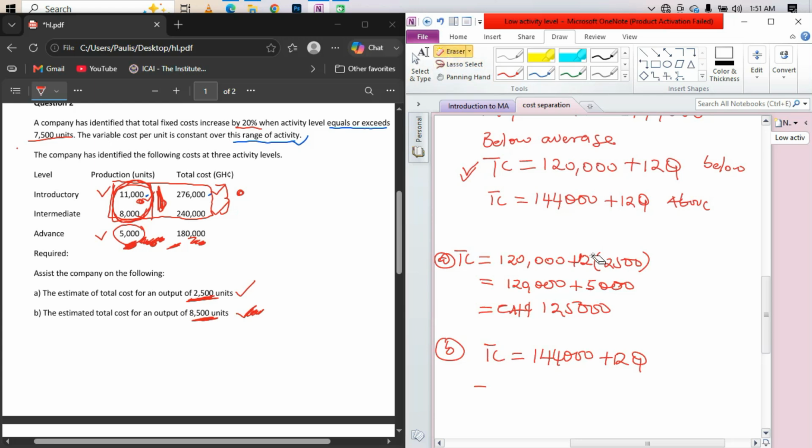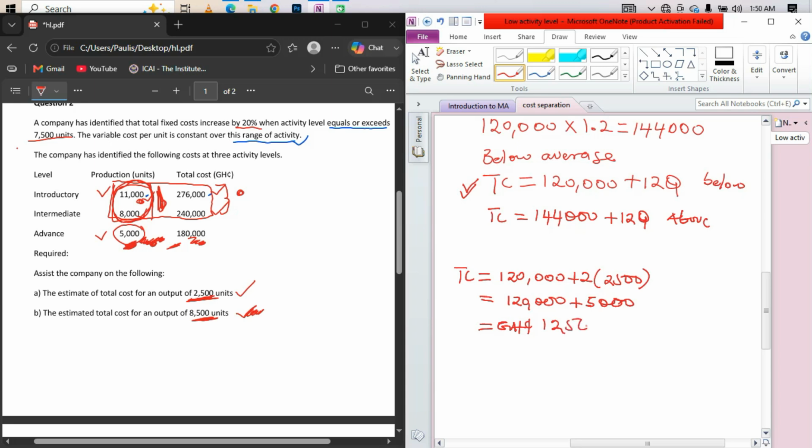Let me clean it and write it. The total cost will be 125,000. That's the requirement A.